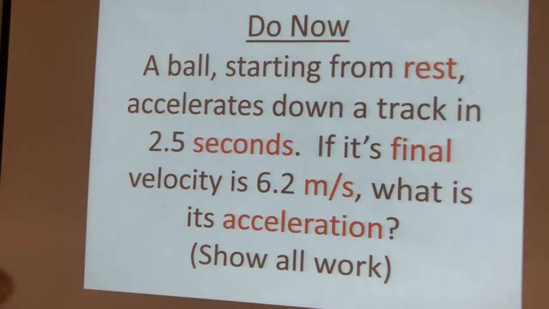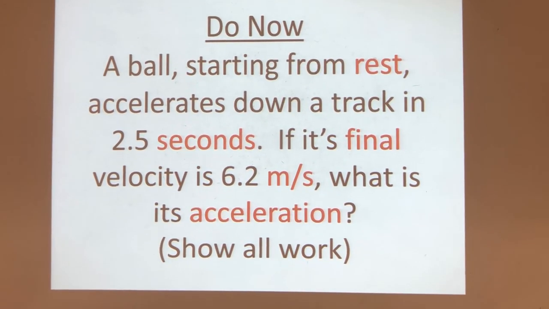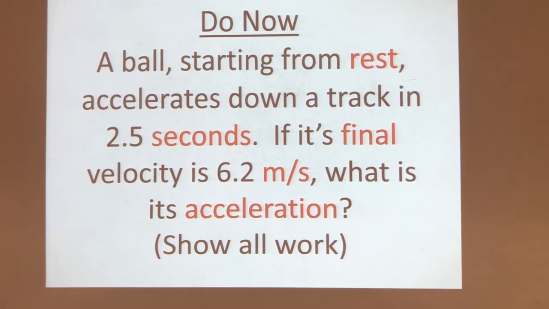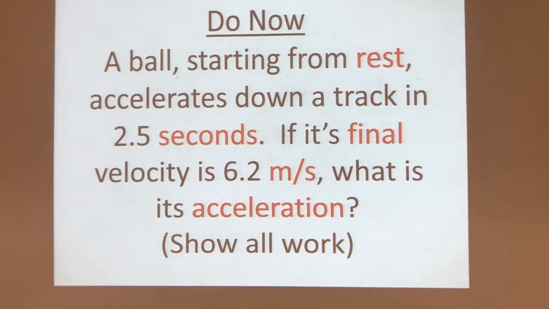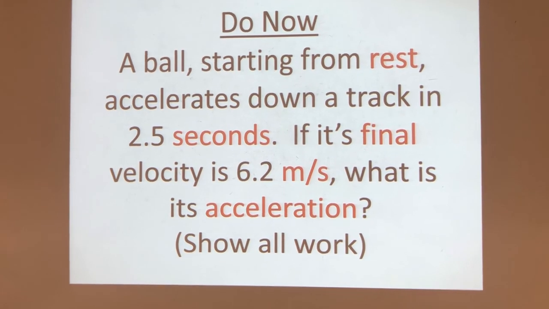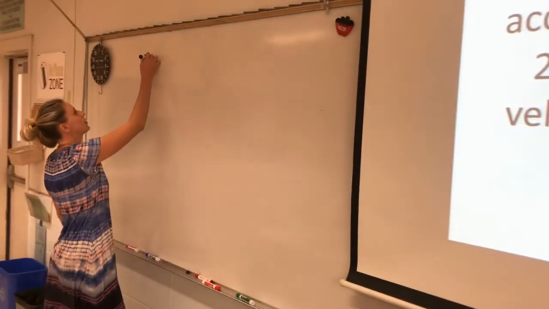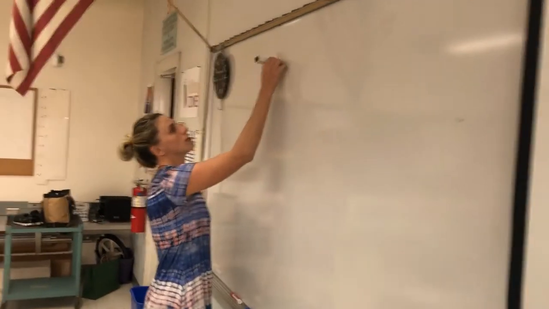Do this now. In your notes, go do that information mining thing. Okay, let's do it. A ball starting from rest accelerates down a track in 2.5 seconds. Its final velocity is that. What is its acceleration? Show all work. And let me start with my equation for acceleration.